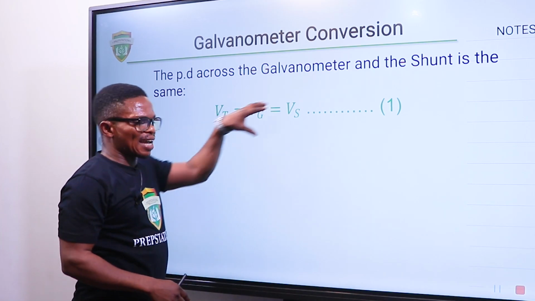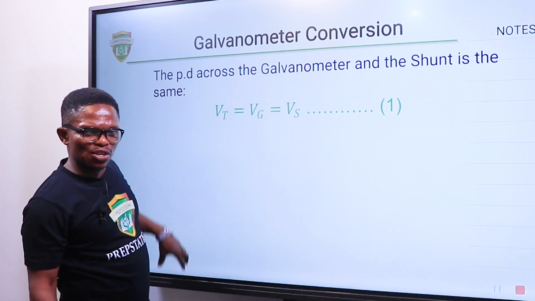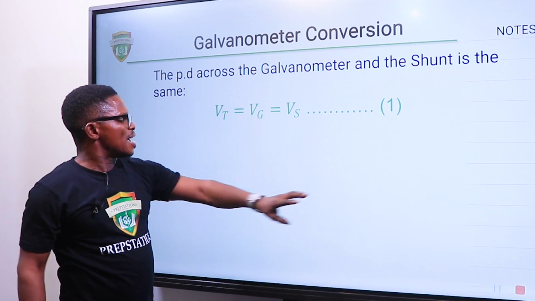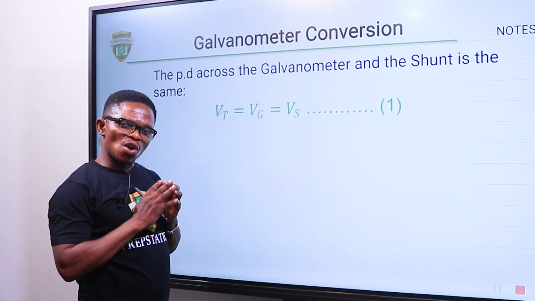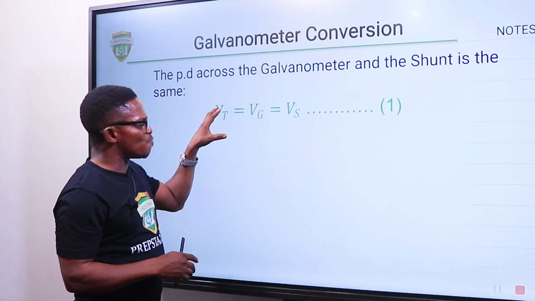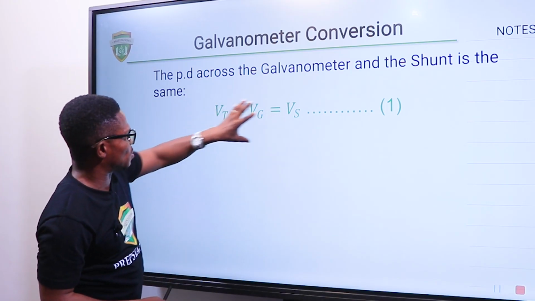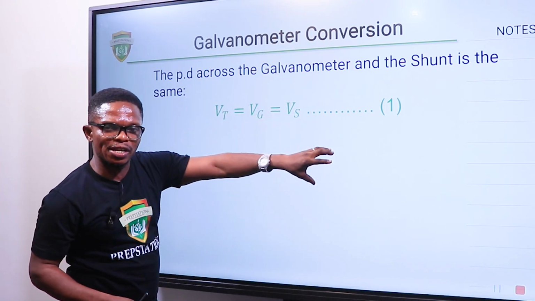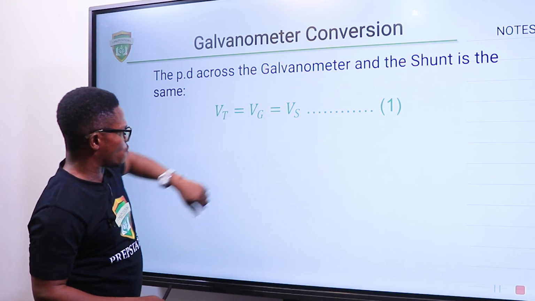So why this is happening is because the circuit is a parallel circuit. In a parallel circuit, the currents are not the same, but the voltage is the same. So this is where you start. If you can get this idea, then you'll be able to get other formulas.